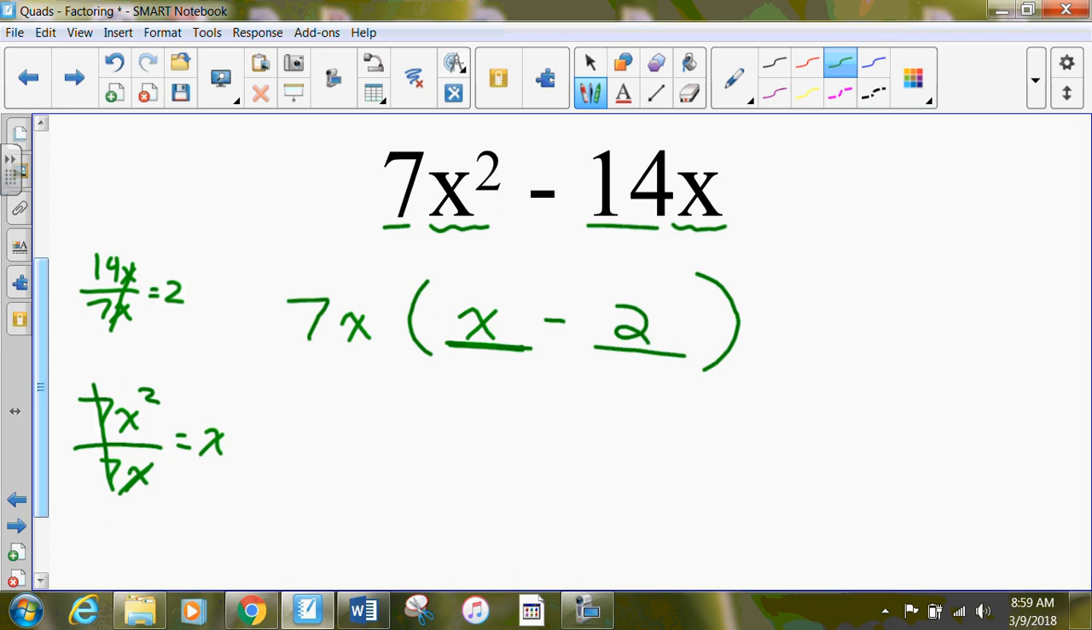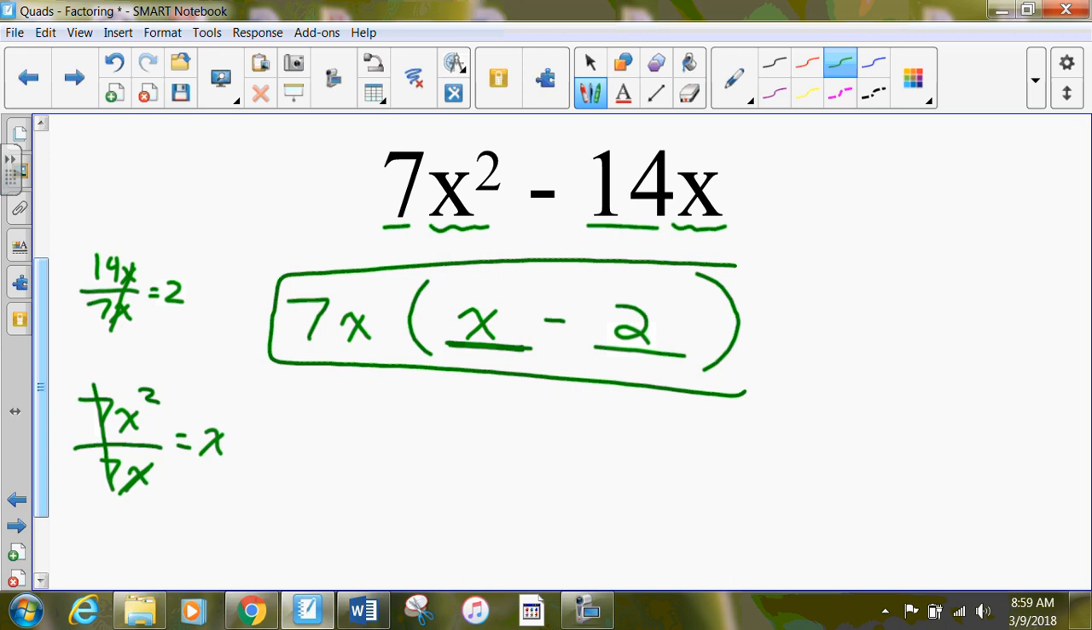Okay. If we wanted to check ourselves and go backwards, 7x times x gives me 7x squared. 7x times negative 2 gives me negative 14x. Once again, this is the same exact value as this. It's the same exact thing. It's just in a different form that we called factored form. And we're learning this new skill because it's going to help us to solve quadratic equations that we can't solve any other way. All right, let's see if we have another one.